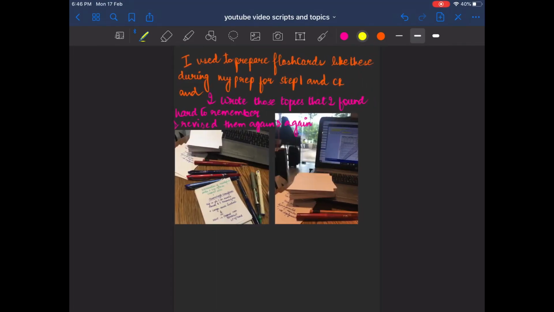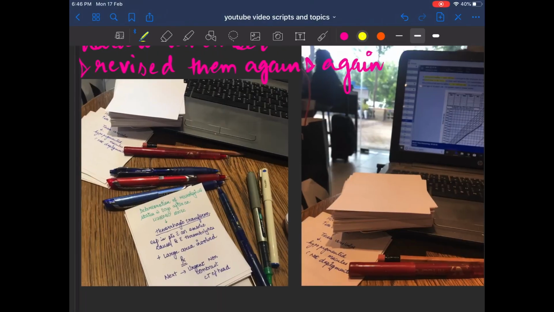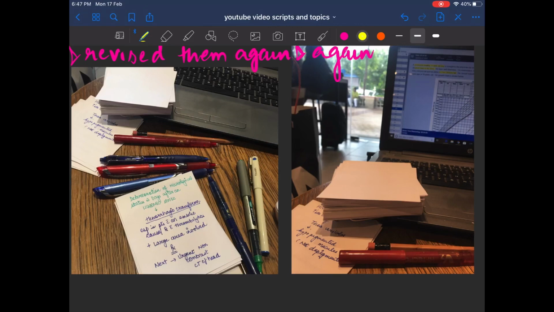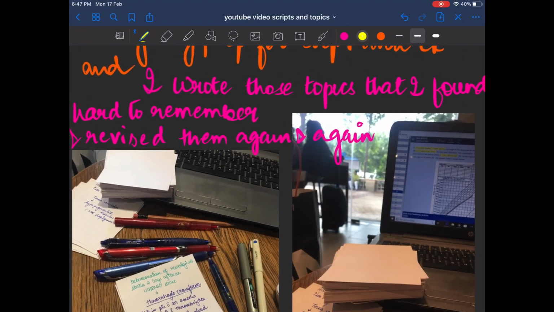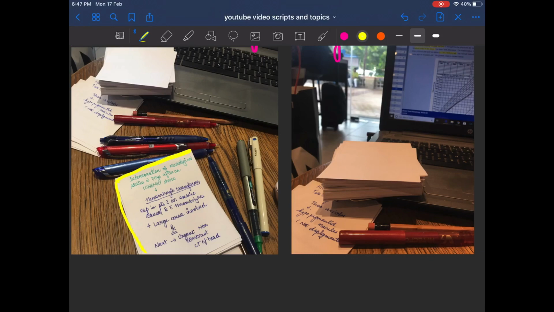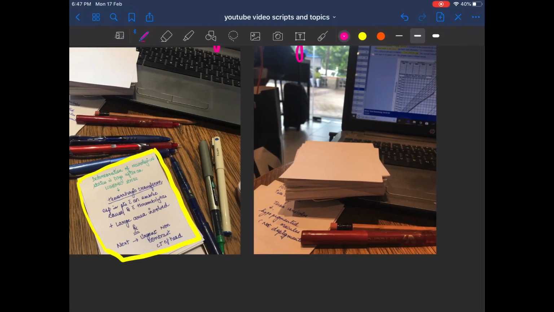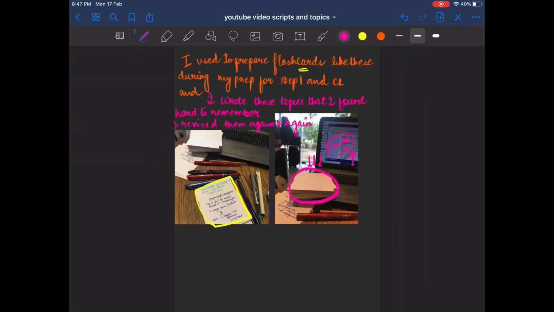Now I used to prepare flashcards like these during my Step 1 preparation. I clicked pictures during the preparation only. Basically, this size of the flashcard is enough for you to write the information which is required, and these types of flashcards were the ones that I used to use. Now this is my UWorld, and I used to jot down the important points which I felt were very important and volatile, so that I wrote them aside so that they helped me in the final revision.